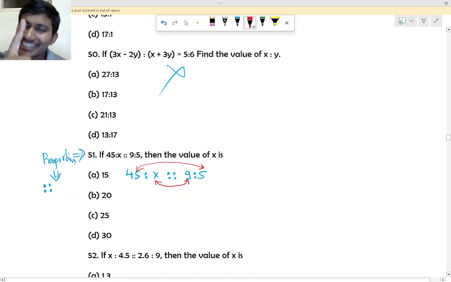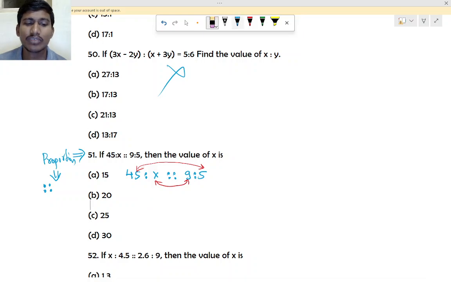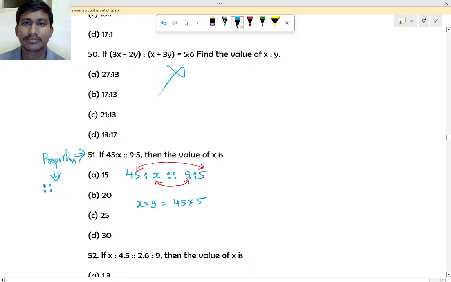So where is x? You write that first. So x into 9 is there, right? So we have to multiply these two. So x into 9 is equal to 45 into 5. So to find x, we have to separate it. For that we have to take this 9 to the other side. This multiplication 9 will become divided by 9.